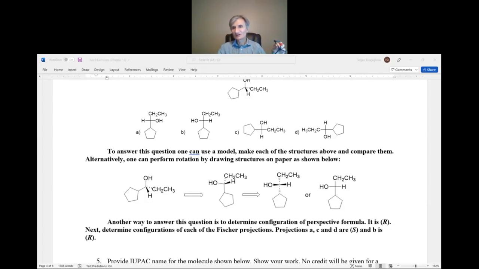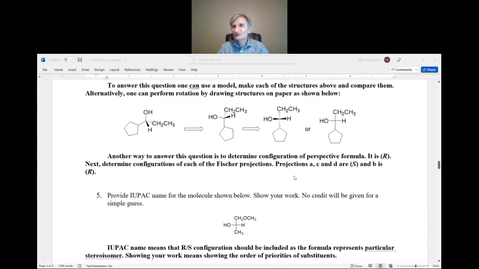So this is perspective drawing, this is Fischer, but this is actually what Fischer means. So when we draw this cross for four bonds of Fischer projection, that's what they mean. The two horizontal bonds are projecting towards the viewer and two vertical bonds away. Okay, I hope that answered the question.